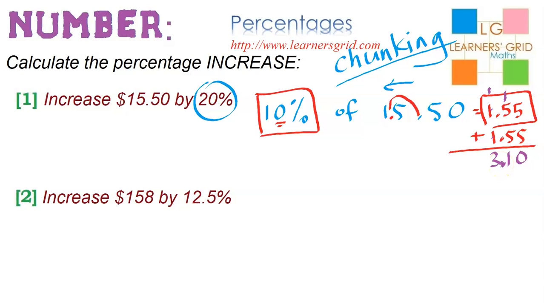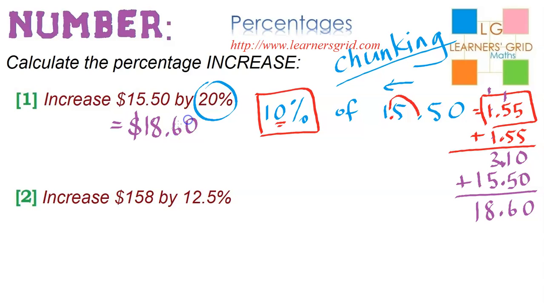So all I need to do now is add 3.10 to 15.50. Keep all my digits in their correct place values. Line up the decimal point. Okay, and add these up. So I get 0, 6, 8. There I go. 18.60. So the correct answer here, unit of measurement is dollars, $18.60. So that's the answer to number one.